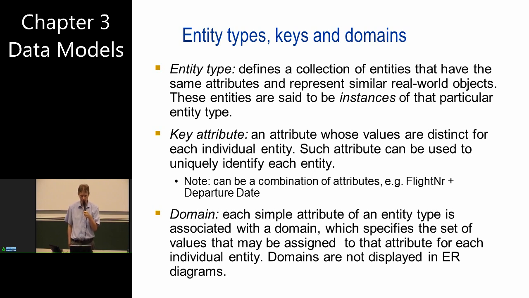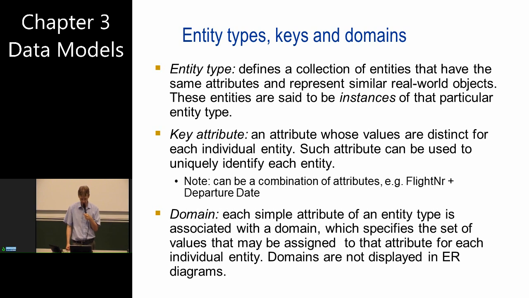So what about departure date? Can we use that as our key attribute? Well, on one particular date, you can have multiple flights. So neither flight number nor departure date is sufficient as the key. So what we need to do is take the combination of both flight number and departure date to make up the key. So this is an example of a case in which you have two attributes that together make up the key attribute.